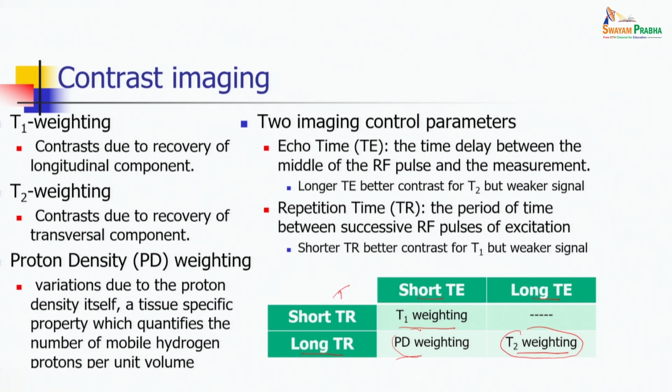But this is a mixed mode where you cannot get any conclusive contrast, you cannot isolate a particular phenomenon. So these are the three modes by which this nuclear magnetic resonance imaging takes place.